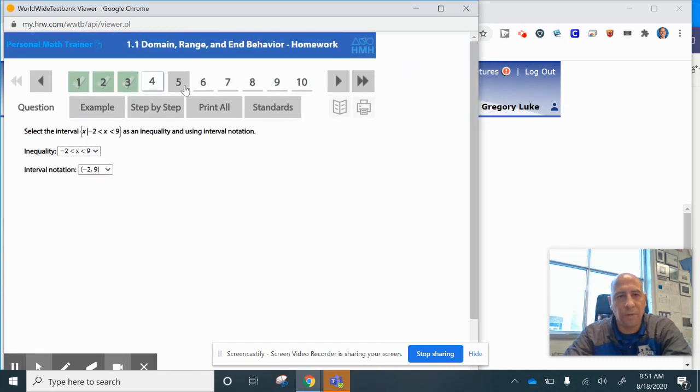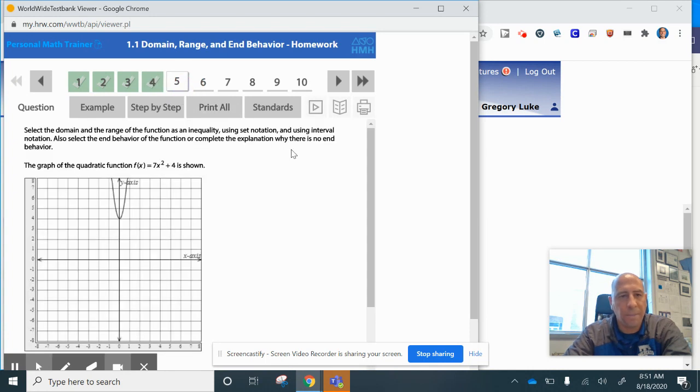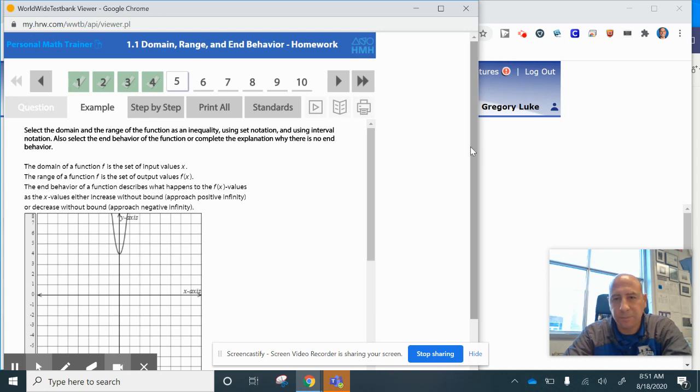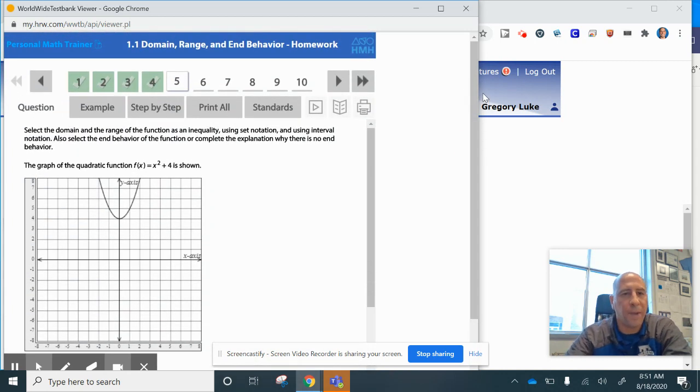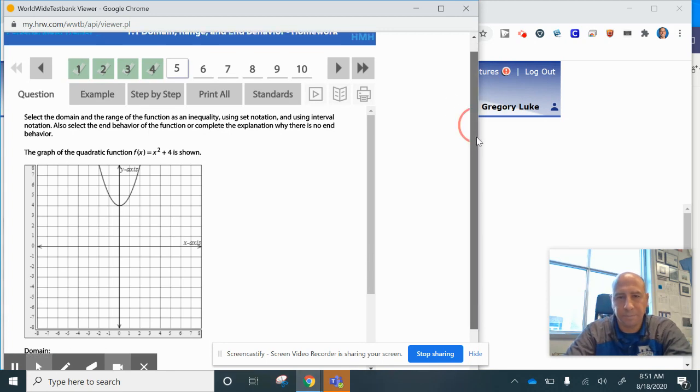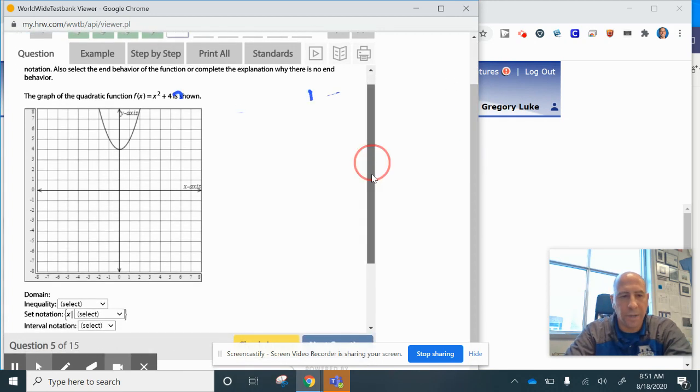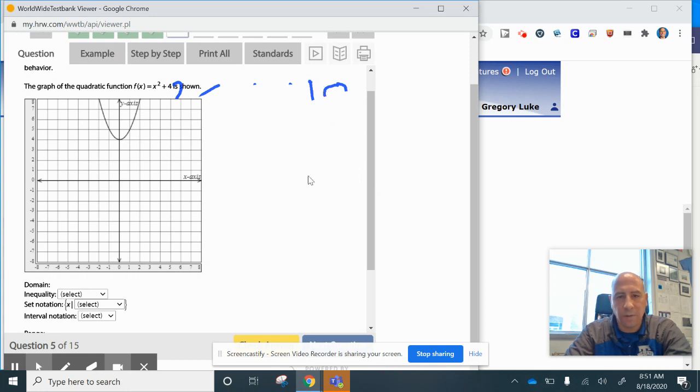All right, let's move on to number 5. All right, select the, oh, wait, I'm sorry. Let me click on example, try another. All right, select the domain and the range of the function as inequality notation using set notation and using interval notation. Also select the end behavior of the function or complete the explanation of why there's no end behavior. Okay, so domain. And I don't know where that came from. Let me delete that.